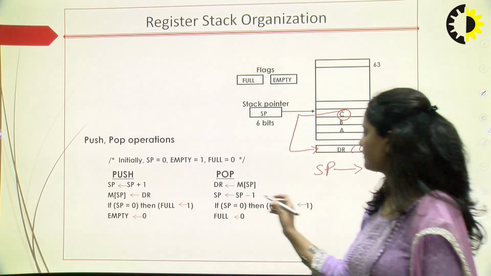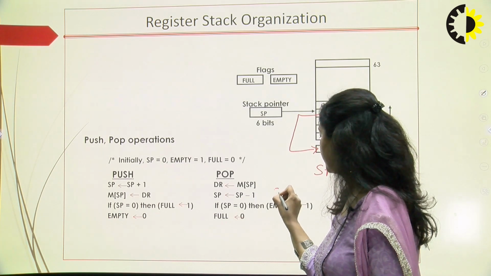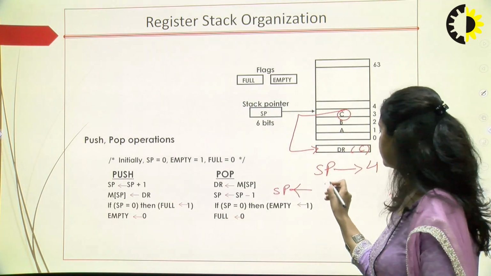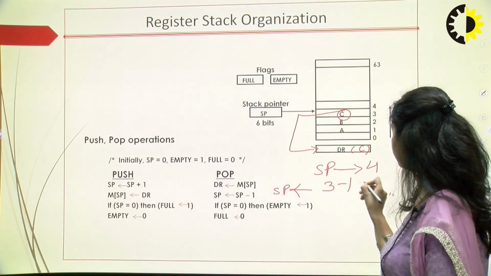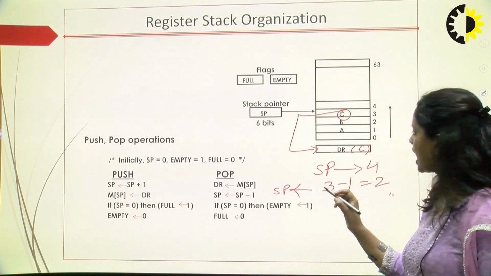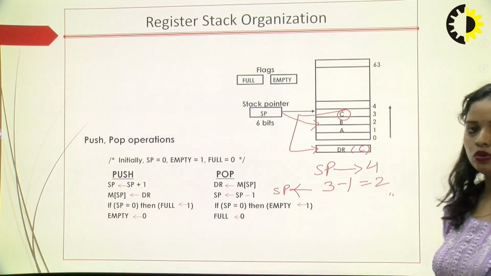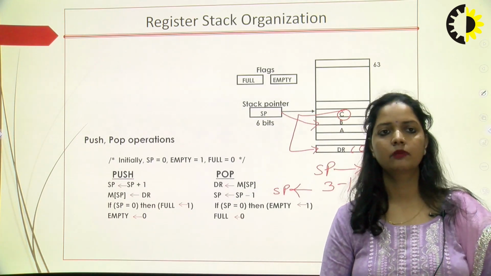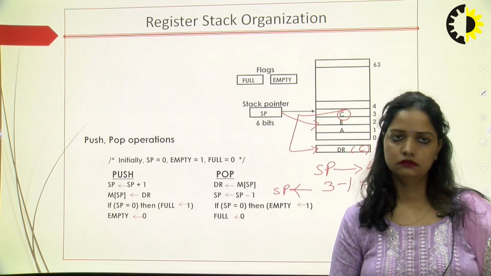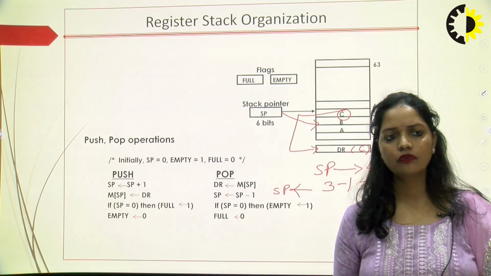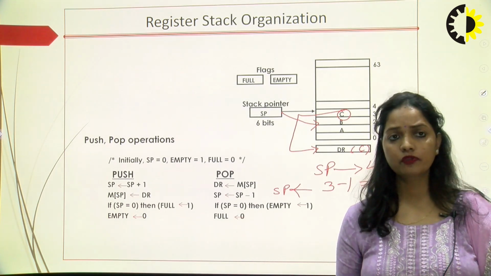So here we have this operation: SP will become, the stack pointer is currently at 3, so 3 minus 1 will become 2. Now the stack pointer will be pointing to location number 2, that is operand B. This is the way we can perform a pop operation.